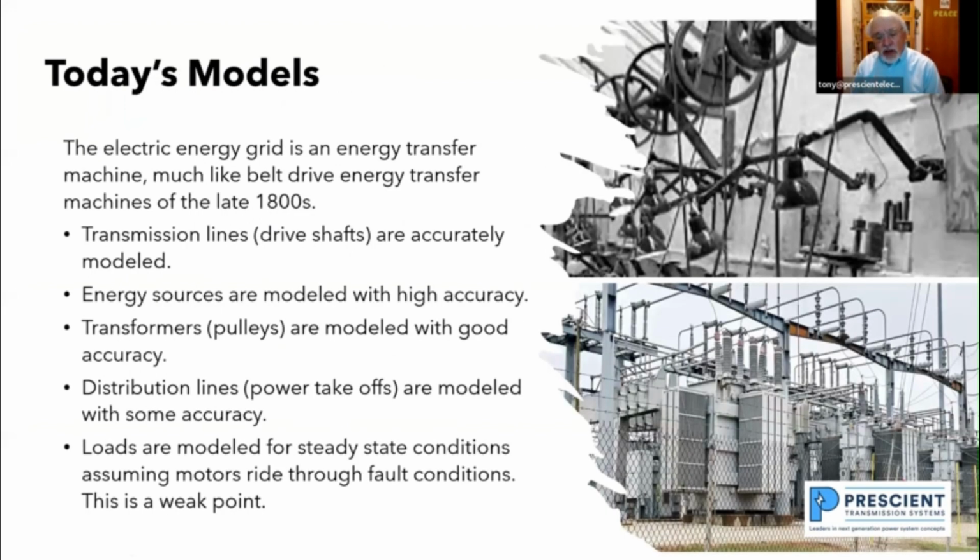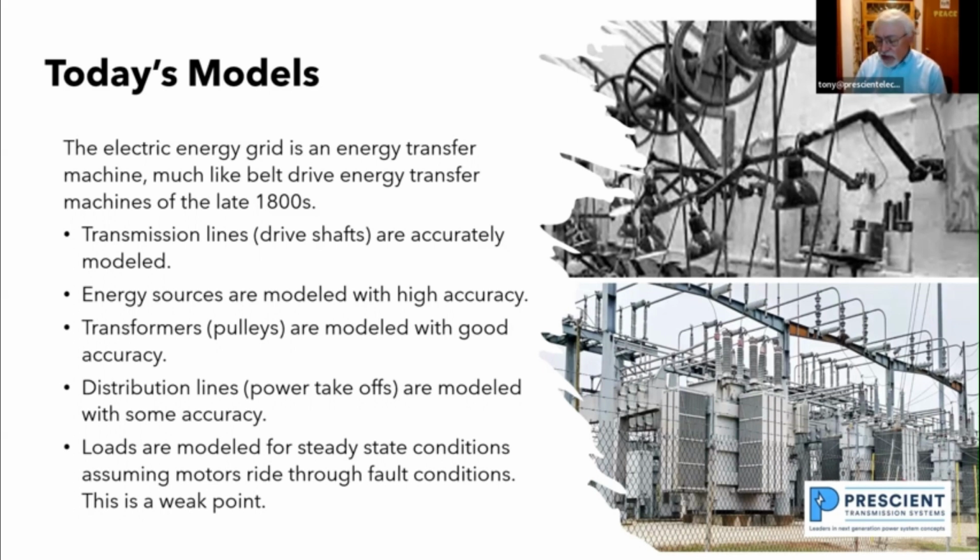When I think of the energy grid, I think the energy grid is a lot like the belt transfer machines we had back in the late 1800s, where we put a water wheel near a river someplace and spun a wheel. And so I'm thinking of that, and transmission lines are like the drive shaft that we had in the belt drive systems. And we model them very accurately.